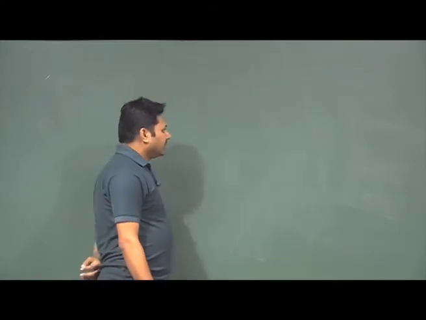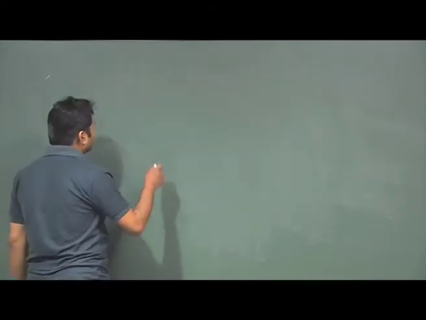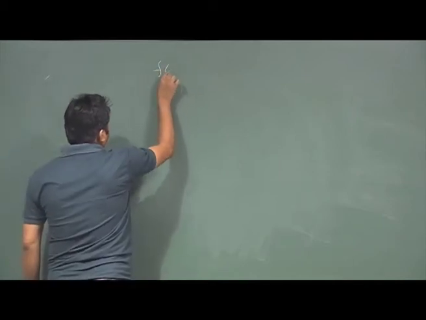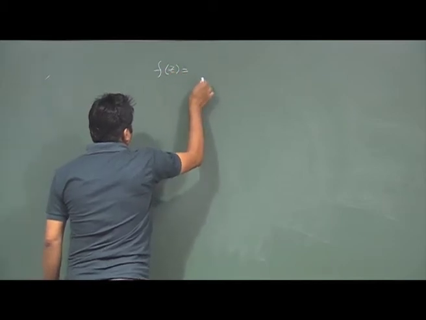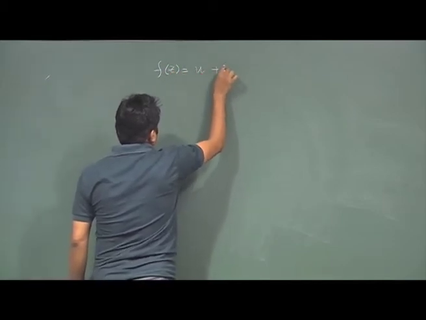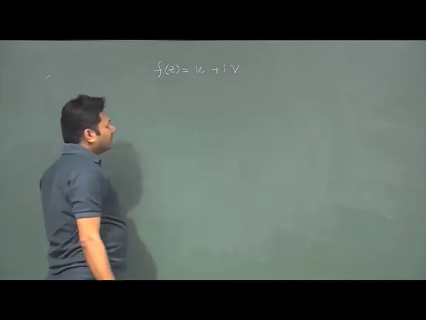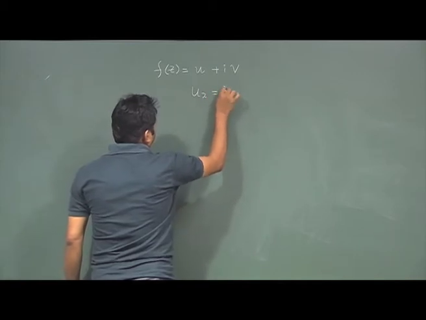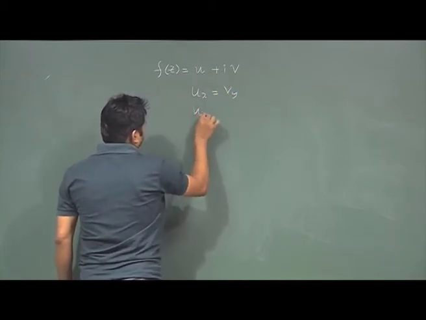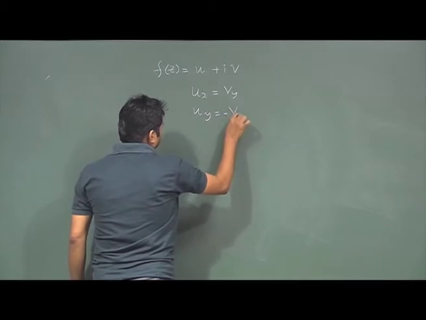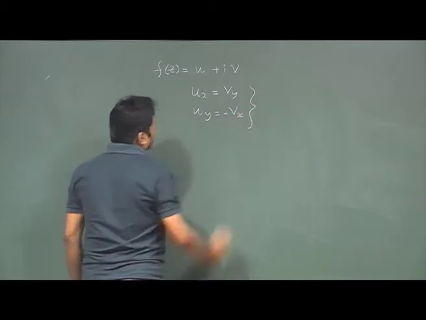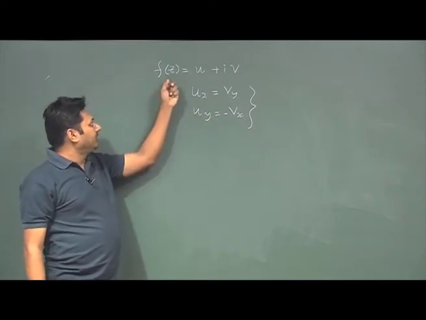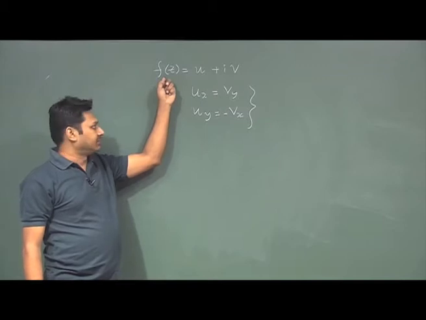In the previous class we learned a few things about the Cauchy-Riemann equation and analytic functions. If a function is given to you, the Cauchy-Riemann equation suggests that u_x is equal to v_y and u_y is equal to minus v_x, and if they satisfy this relationship, then the given function f(z) is analytic in nature.